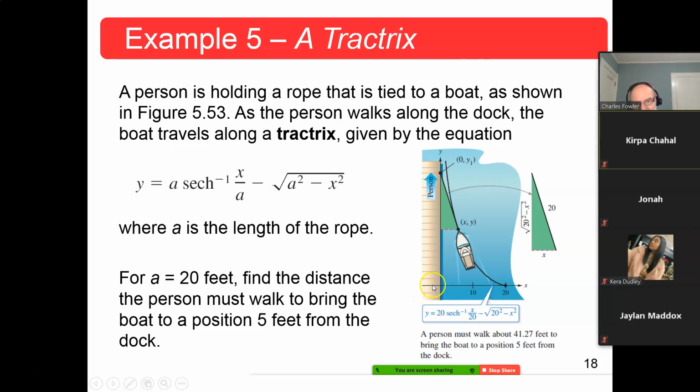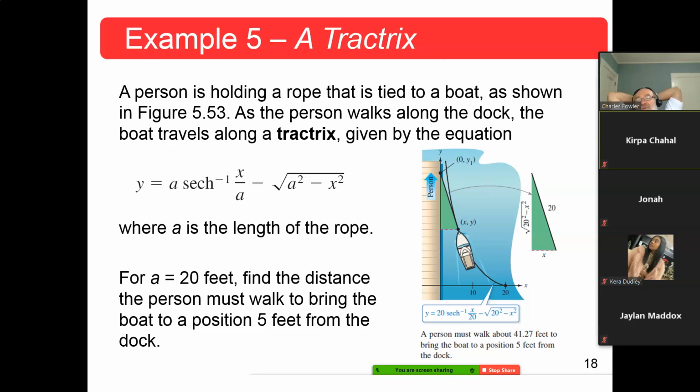When the person started here, the boat was out here, and then as he walks along, the boat slowly gets a little closer, and if the dock was long enough, it would come alongside eventually. In reality, no, but an actual boat has width to it, so it would.